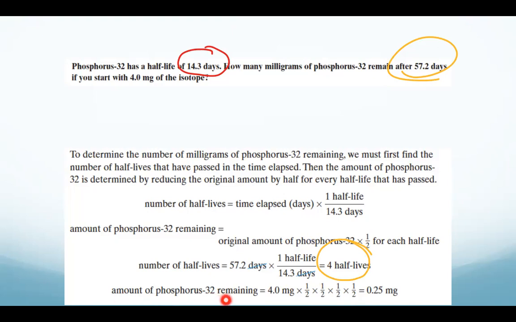Then the amount of phosphorus remaining is equal to the original amount, which was 4 milligrams. They gave us that up here, 4 milligrams. And we calculated that there are 4 half-lives in 57.2 days. So we multiply it by one half four times, and we get 0.25 milligrams. Should be pretty easy, easy peasy. So when you're given a question like this, you calculate how many half-lives have passed over the amount of time that they gave you, and then you take the original amount and multiply it by one half for however many half-lives you calculated.